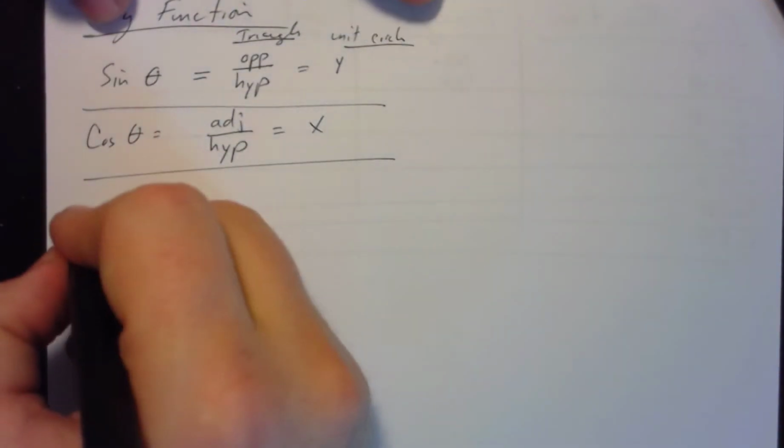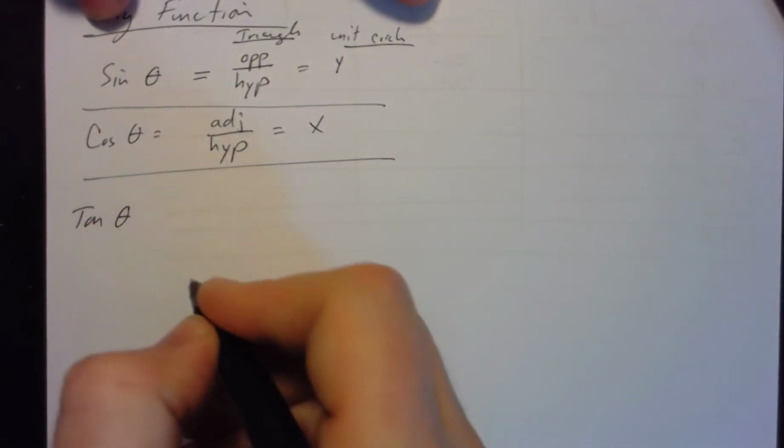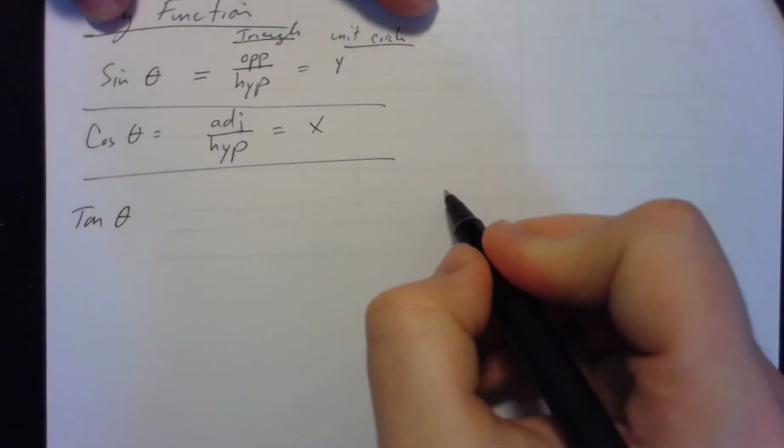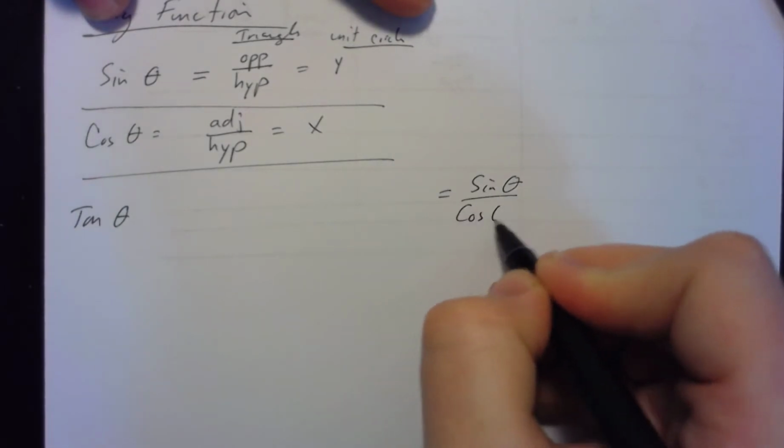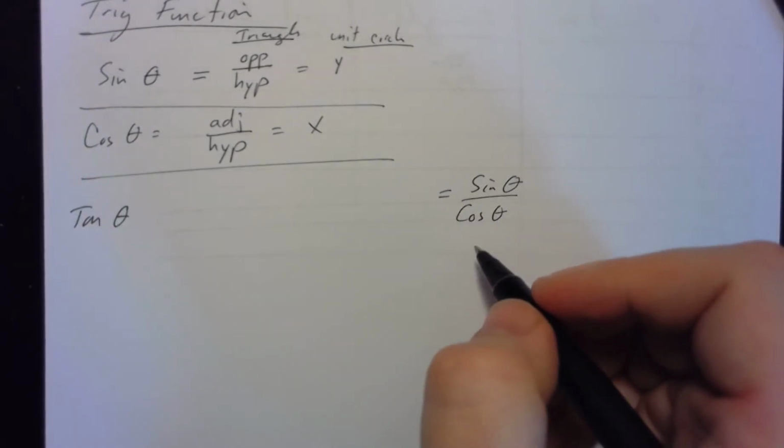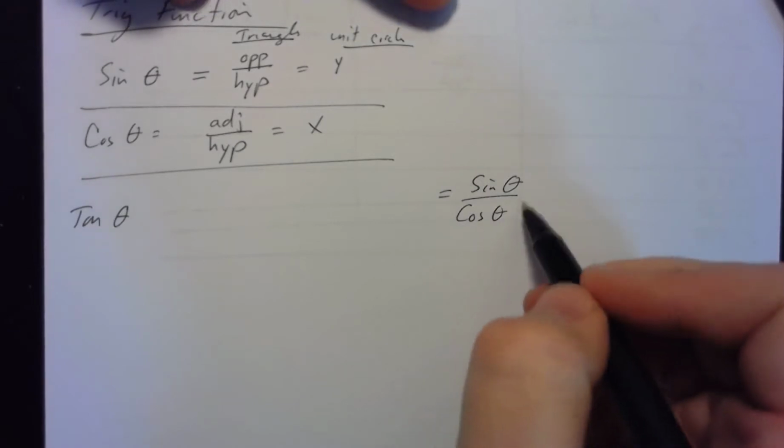Your next one is going to be tangent. Tangent of theta, I'm going to write it off to the side here, is nothing more than sine of theta over cosine of theta. Now this identity right here is what we call a quotient identity. We're going to have to make sure we have those memorized.